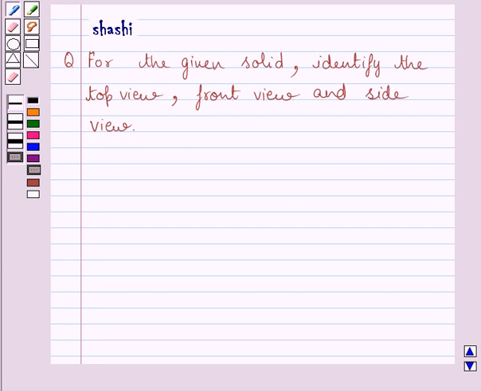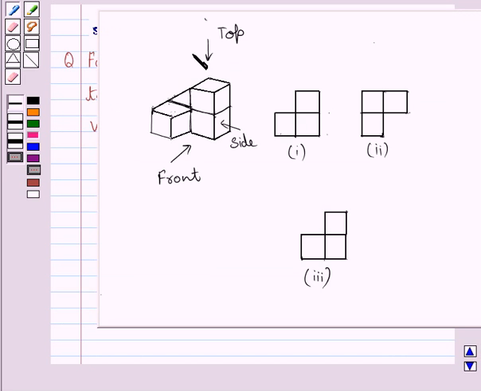Let us discuss the following question. The question says, for the given solid, identify the top view, front view and side view. This is the given solid.